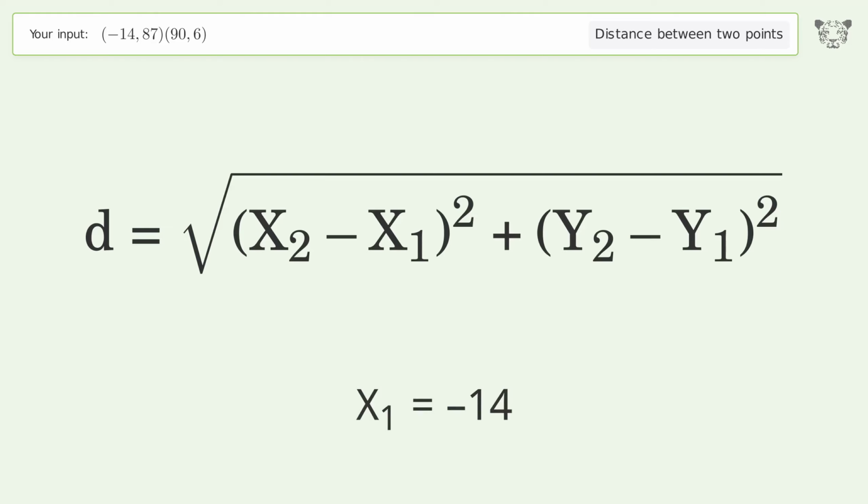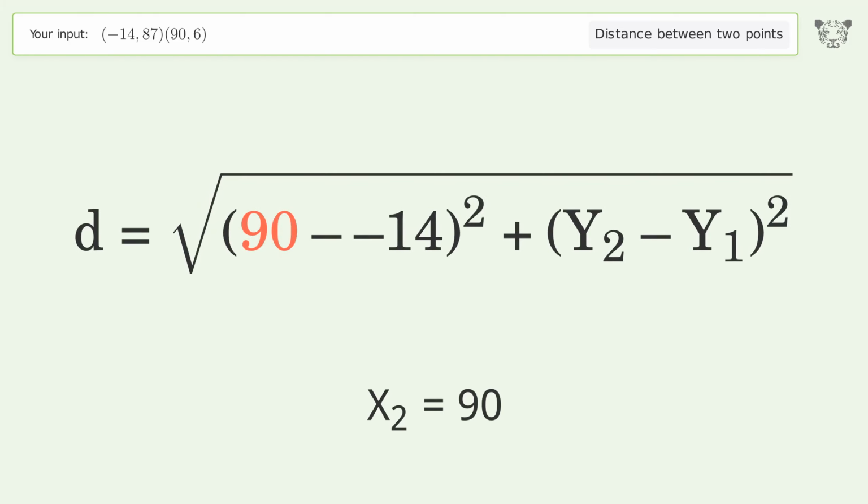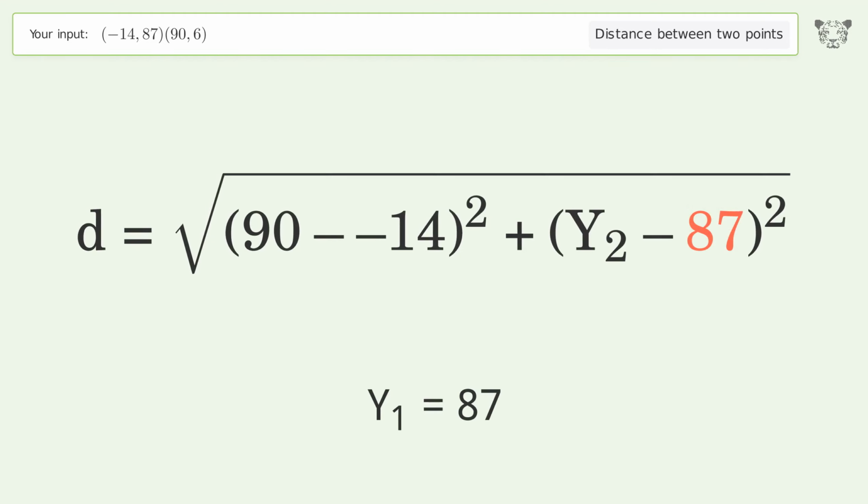x1 equals -14. x2 equals 90. y1 equals 87. y2 equals 6.